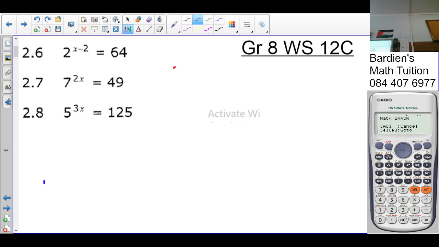2.6. What's going to happen here? Put that away. 2x minus 2 is?